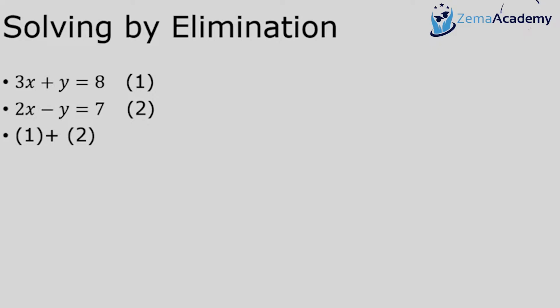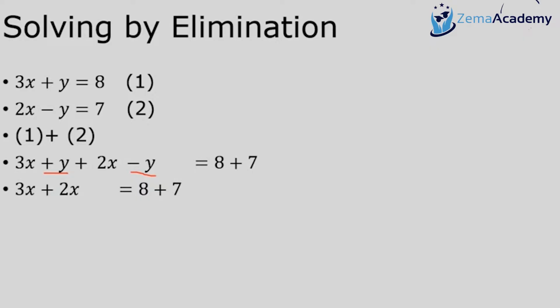So I'm going to do equation 1 plus equation 2. So here I've got 3x + y + 2x - y = 8 + 7. So I've added all the letter sides of the equation together, and I've added the number sides of the equation together as well. Now, I've got a +y and a -y, so those cancel out, those disappear. So I can simplify that down to 3x + 2x = 8 + 7. I can simplify that again, and that's going to give me 5x = 15.